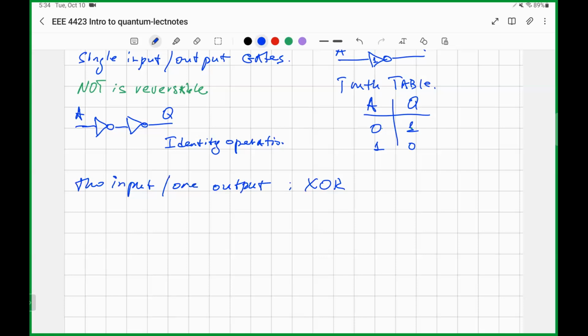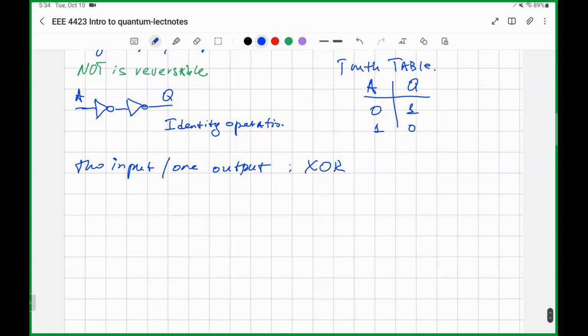We've got a question in the chat. Is this all classical stuff, right? Yeah, for now that's classical stuff. I'm just showing you how the gates work in normal classical computing.